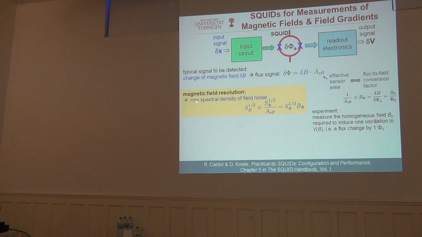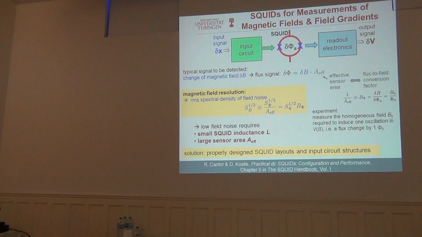So the magnetic field resolution, I quote here the RMS spectral density of field noise, is the flux noise divided by the effective area. So for a sensitive SQUID, you want to have low flux noise. At the same time, you would like to have a large sensor area. And that's somehow a contradiction, because low flux noise you get easily by making your SQUID very small, having very small inductance. But then it becomes very small to couple signal into the SQUID.